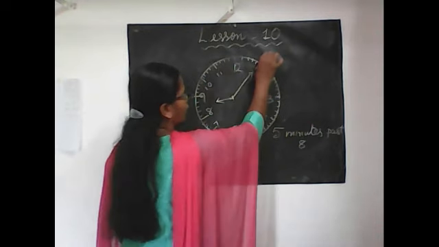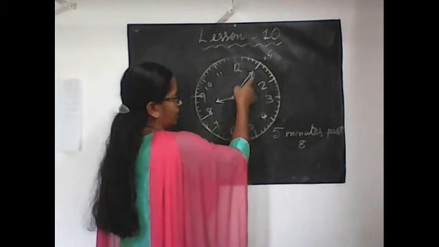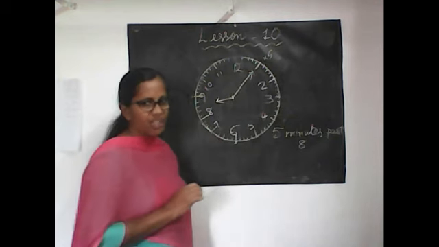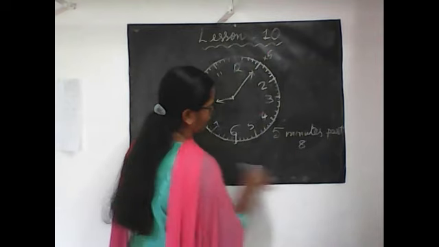Then that means the long hand is facing 1. 1 into 5 is 5. Okay, look at the number the long hand is facing, then multiply by 5. That is the minutes you will get. Then 5 minutes past 8. Then how will you write?